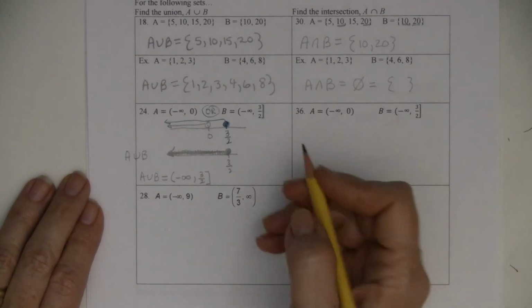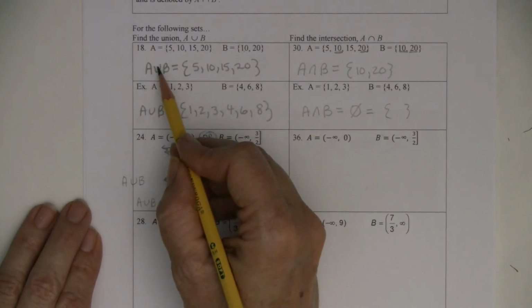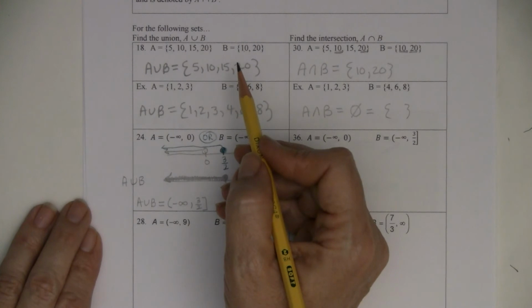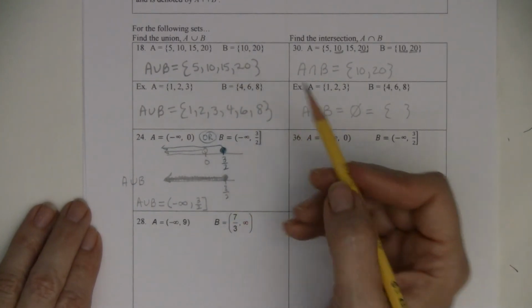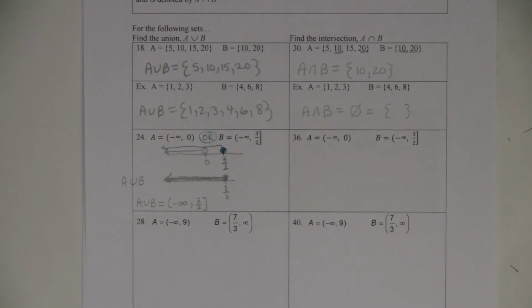I didn't think that would happen. Well, that happened right here on number 18, where A union B was exactly A. And so that can happen. Does it always happen? No, it didn't happen here, but it can happen. And it did happen here.